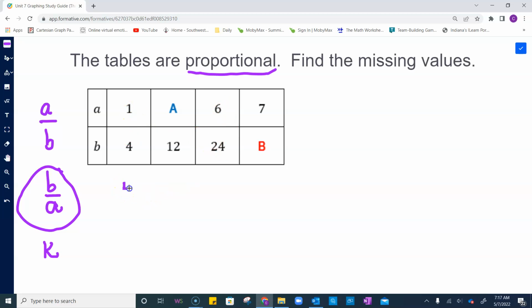So I have two values that I can just look at for a second. We've got 4 to 1 and 24 to 6, which also reduces to 4 to 1. So what that's telling me is I am going to create equivalent fractions based on this unit rate, or unit fraction. So I have 4 to 1, and that has to equal 12 to my A. So I'm looking for A right now.